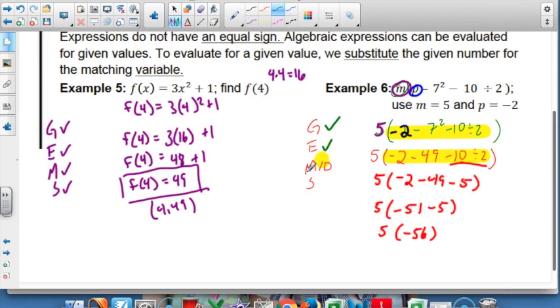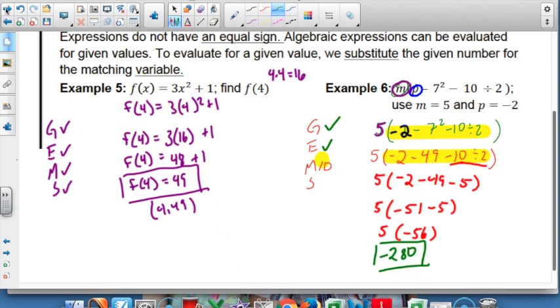There is multiplication, because what's left in this problem is this 5 times -56, because remember, if there's not a symbol telling you what to do, that's multiplication. No shame in taking the calculator out at this point and typing in 5 times -56, and I get -280. So my final answer is -280.